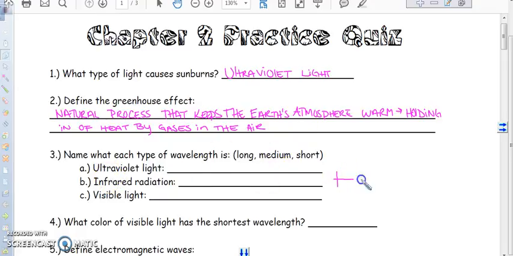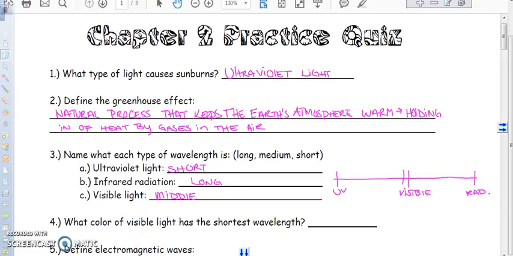So if we remember our spectrum, in the middle was visible light. Then we had ultraviolet light. And then we had like our gamma rays, all of that kind of stuff, and that's more of the radiation. So visible light, we can say, is in the middle wavelength. Ultraviolet is short. And the radiation, infrared radiation, has a long wavelength.